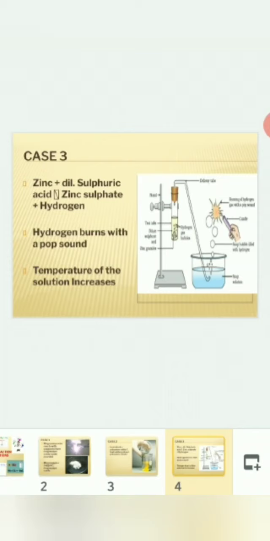Case 3. Zinc plus dilute sulfuric acid gives you zinc sulfate and hydrogen gas is liberated. Hydrogen burns with a pop sound. Temperature of the solution increases.